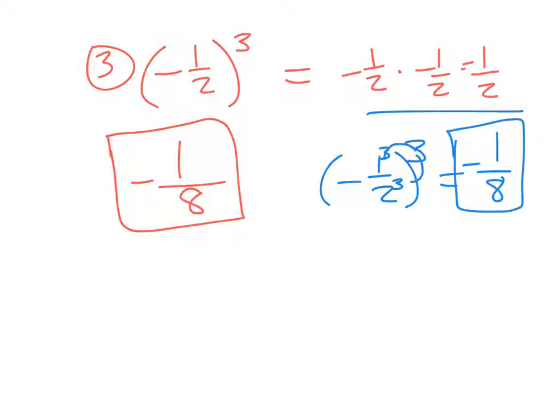Always in your head do the negative too. Negative times negative is a positive, but then times another negative goes back to negative. Cool? So either way, you got the same answer. All right, number 4, right?